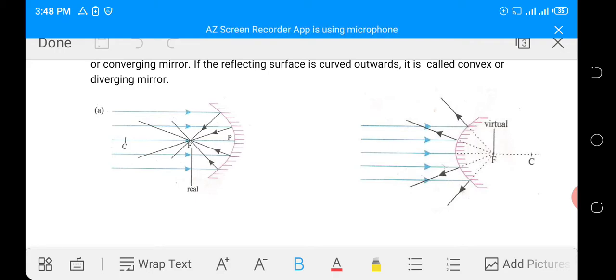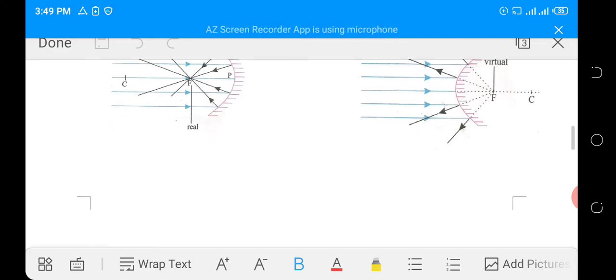But look at a convex mirror. When a parallel beam of light strikes the surface of the mirror, the rays are diverged. When they are produced backward, it will be as if they are coming from a point behind the mirror, which is called the principal focus of that mirror. So a convex mirror diverges a parallel beam of light. That is why it is also known as a diverging mirror. That is all about number 1.